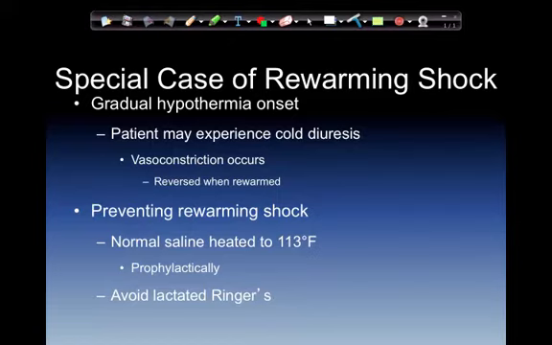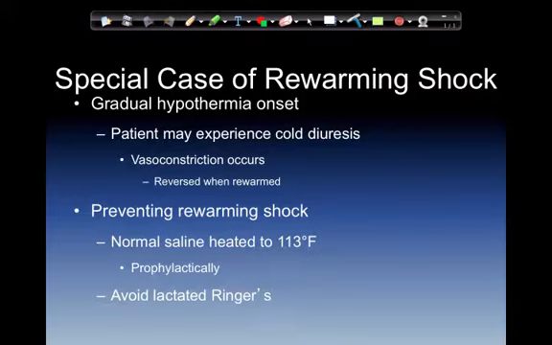Gradual hypothermic onset is a special case of rewarming shock. Patients may experience cold diuresis, from shunting towards the core and tons of fluid being diuresed off. Vasoconstriction occurs, and it reverses when warming, and normal vascular space returns. The patient who is volume contracted will develop hypoperfusion. It can even lead to cardiac arrest when they're rewarmed. So be careful to fill the container in case they have been cold diuresed.